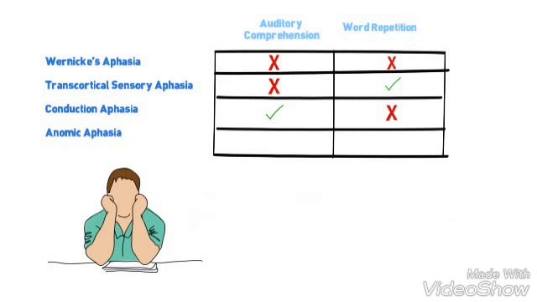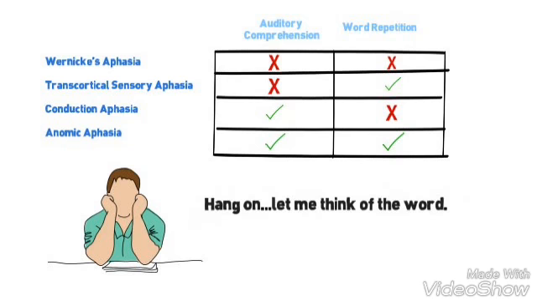A patient with anomic aphasia has both intact auditory comprehension and word repetition abilities. This means that the patient often has a hard time finding the correct words spontaneously. Frequently, patients with anomic aphasia will say something like, "Hang on, let me think of the word."